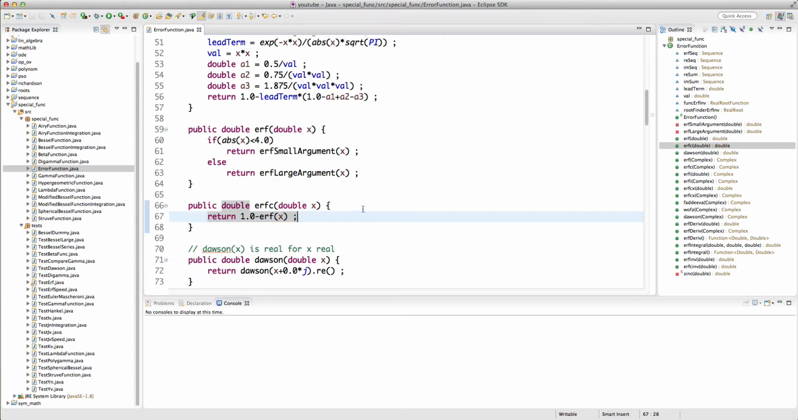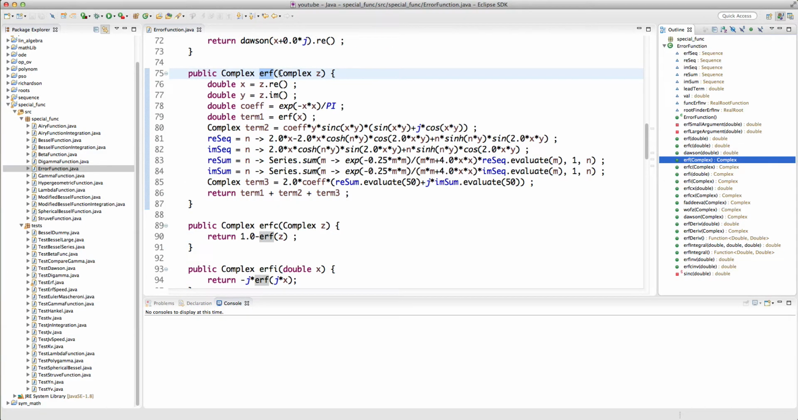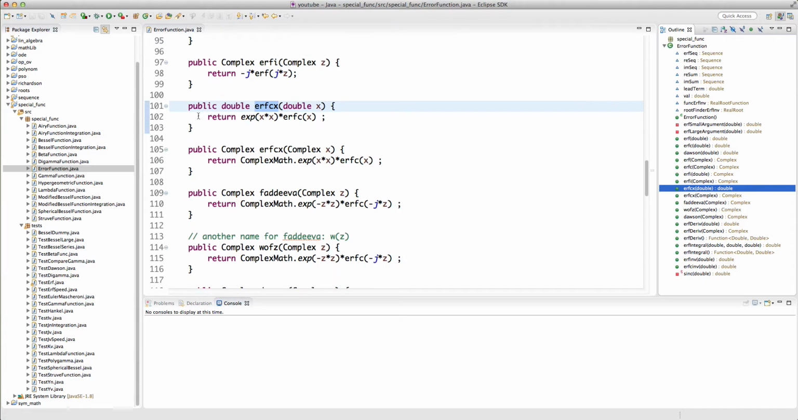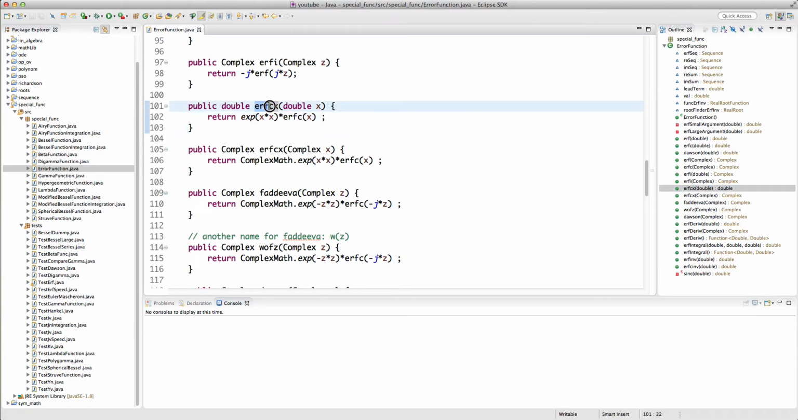And I have other things like error function for complex numbers, which we will look at in the next few slides. And then there's a whole bunch of families of error functions. For example, the scaled complementary error function. Error function Cx, X means scaled. And you just take the complementary error function and then multiply it by exponential of x squared. Similarly, we can define the other family of functions, and I'll talk about them in the next few PowerPoint slides.